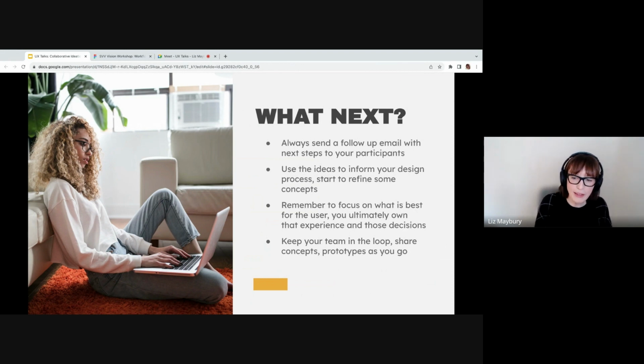But I would recommend keeping your team in the loop as you go. So share your concepts, share your prototypes. They've given a lot of time and thought to this. They're going to be really invested to see what you do next with it.